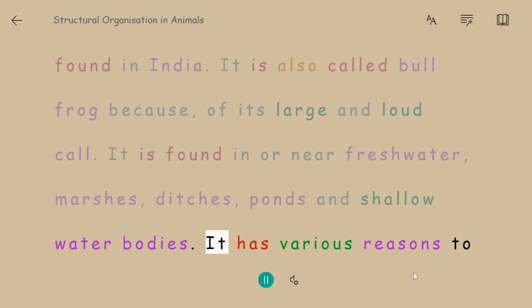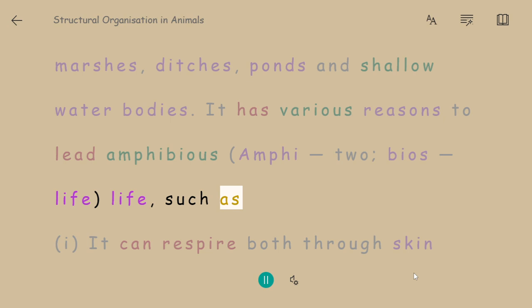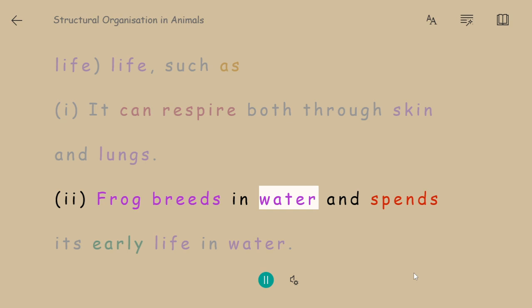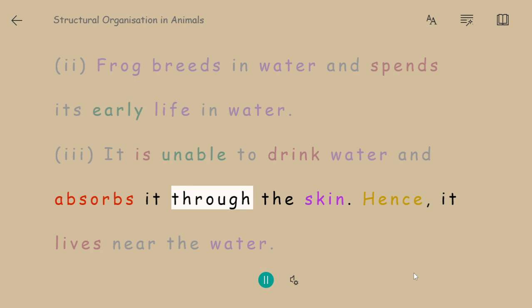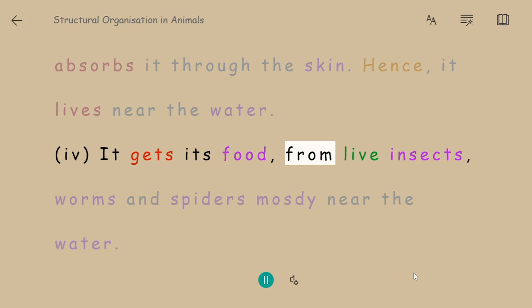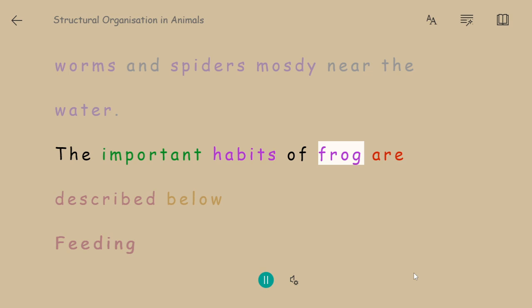It leads an amphibious life for various reasons, such as: 1. It can respire both through skin and lungs. 2. Frog breeds in water and spends its early life in water. 3. It is unable to drink water and absorbs it through the skin. Hence, it lives near the water. 4. It gets its food from live insects, worms and spiders mostly near the water. The important habits of frog are described below.